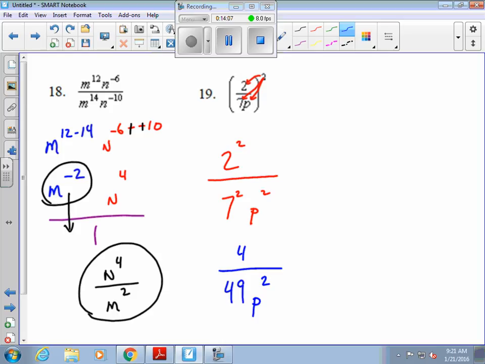We can't reduce 4 over 49. There's no number that goes into both of them. So we can leave this fraction just like it is. There's no negative exponents. There's nothing we have to move.